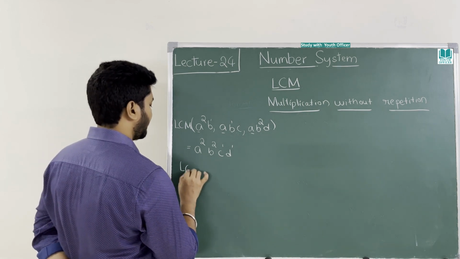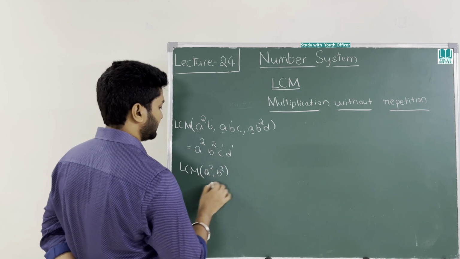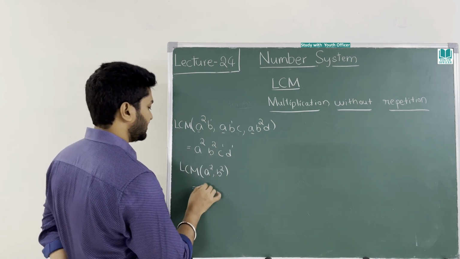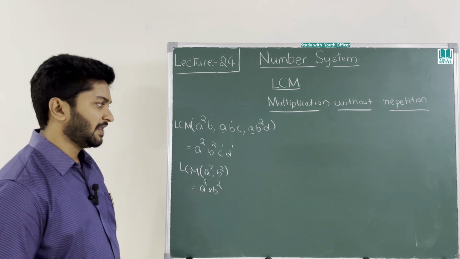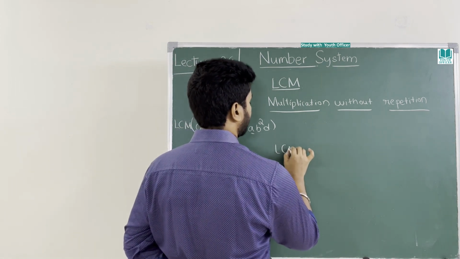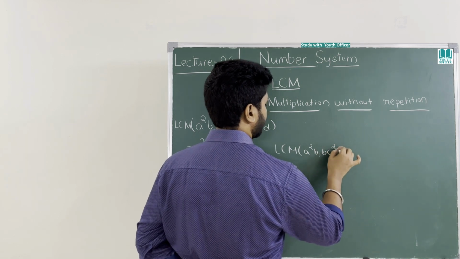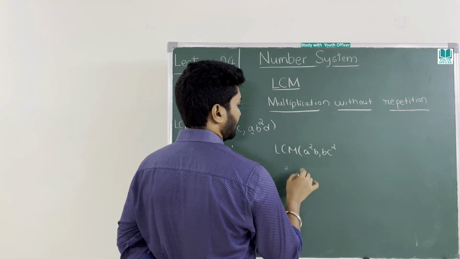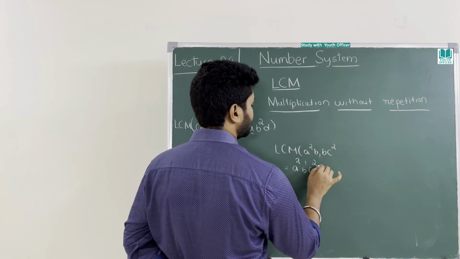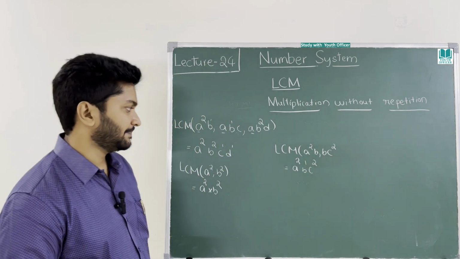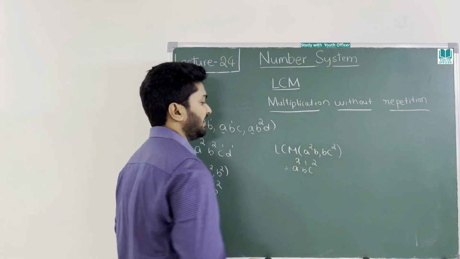If they want you to find LCM between A square comma B square, then directly you can write A highest power is 2 into B highest power is 2. That's it. If they ask you to find LCM of A square B, B C square, the answer will be A highest power is 2, B highest power is 1, C highest power is 2. That's it. Okay. This is how you have to know how to find LCM.